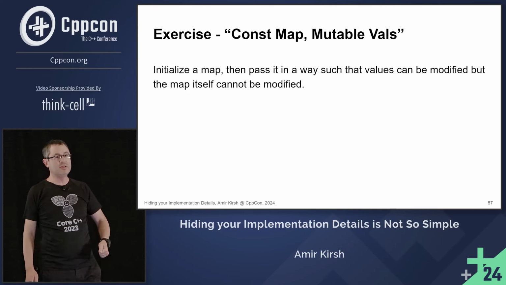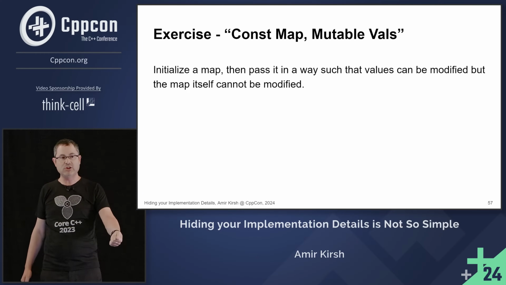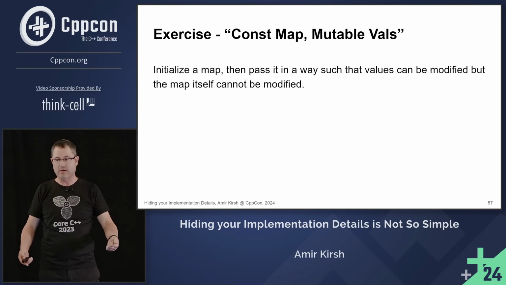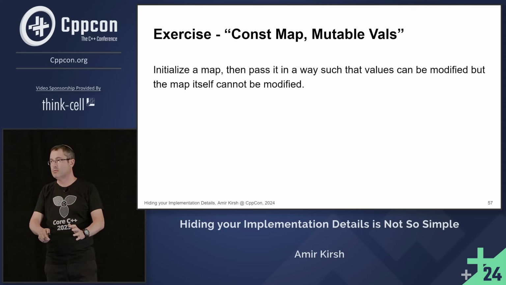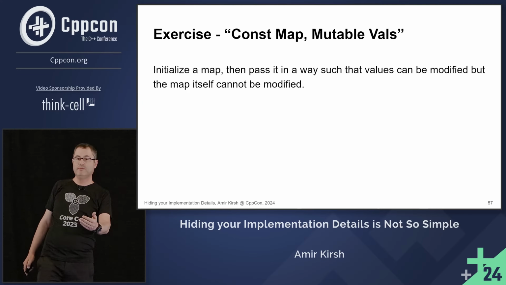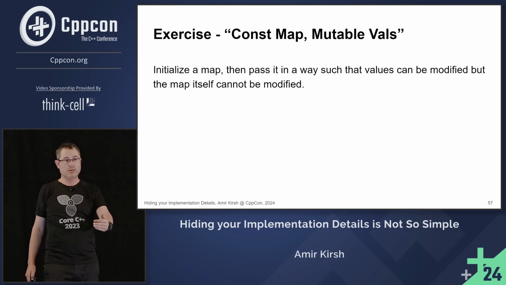So I may go to a certain entry, and of course, if I change an entry, it means I change the value, not the key. If I change the key, I altered the map. So I have the map, either a map or unordered map, and I want to provide it to the function, and the function should not alter the map.